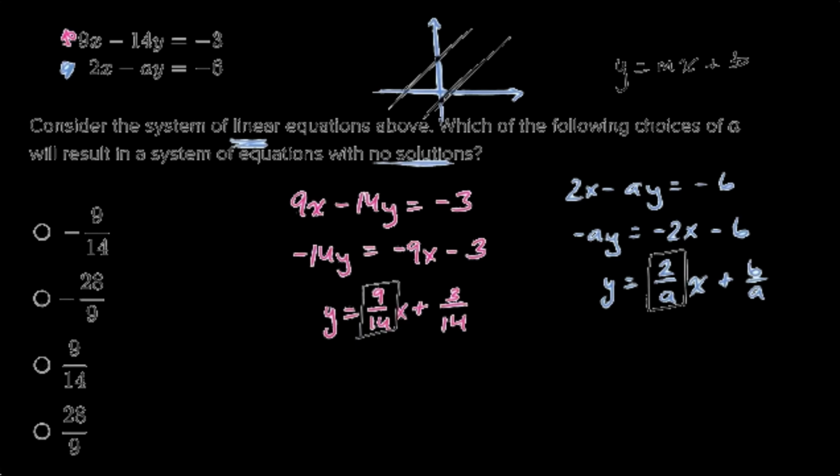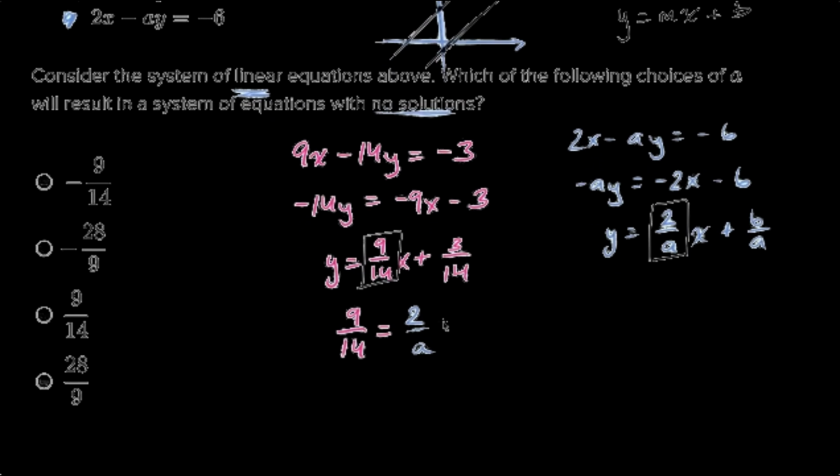But let's solve for a. So we know that 9 over 14 needs to be equal to 2 over a. Sometimes people say cross multiplying and all of that. I like to just do logical algebraic operations. We can take the reciprocal of both sides. So we can say a over 2 is equal to 14 over 9.